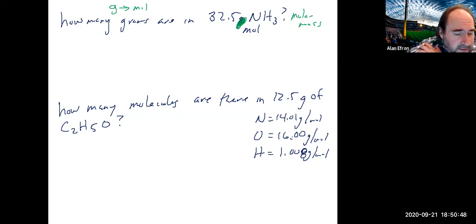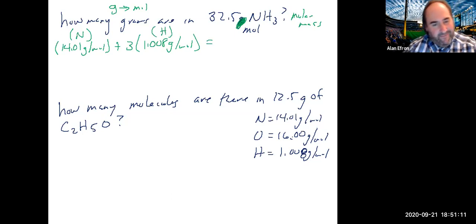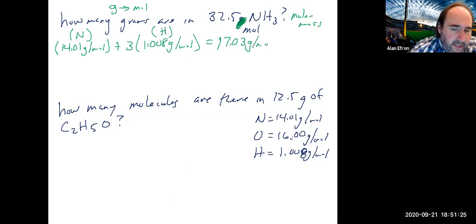In order to do that, we essentially just need to add up all the parts for NH3 from the periodic table. Nitrogen is 14.01 grams per mole. We're going to add it to 3 times the molar mass of hydrogen from the periodic table, which is 1.008. If we do that, that will get us 17 and some change, 17.03 grams per mole, which would be the molar mass here for our NH3. Any questions on that so far?